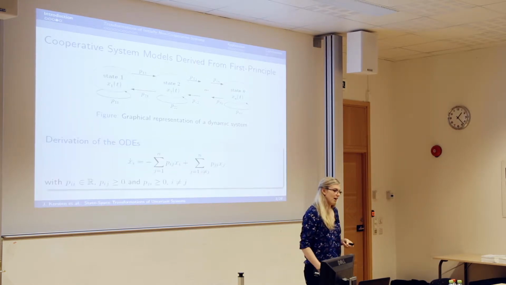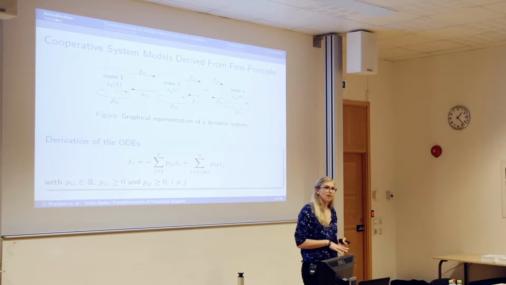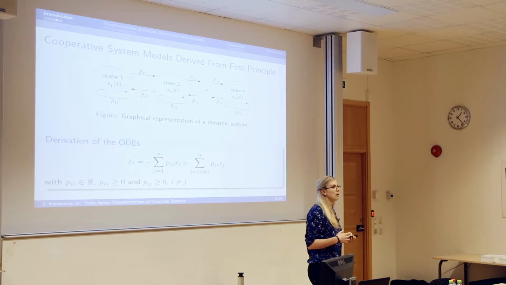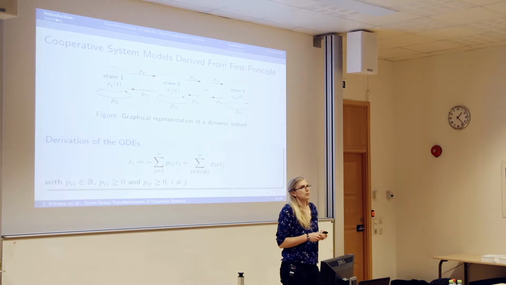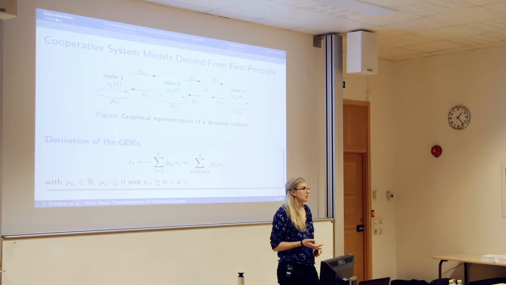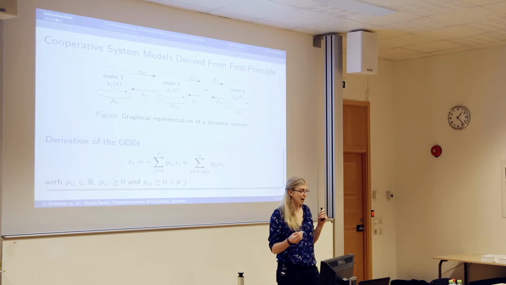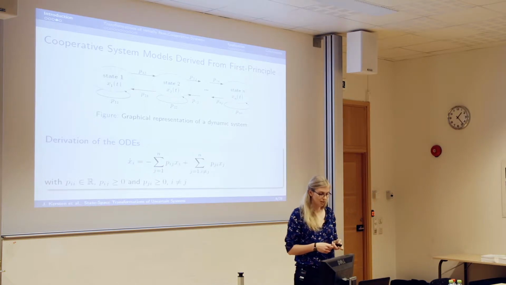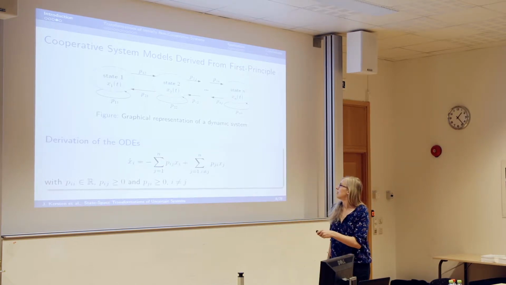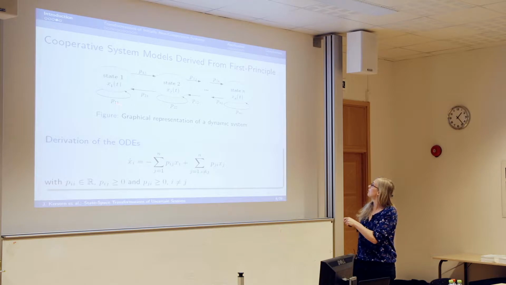Okay, so the good thing is there are some cooperative models which can be derived by first principles. This holds true, for example, for thermodynamical systems, for fluid mechanics systems, for biochemical systems, as well as for Markov chains. And the resulting ODEs for these systems of nodes would be like this.